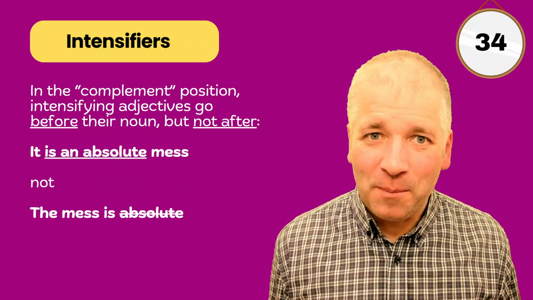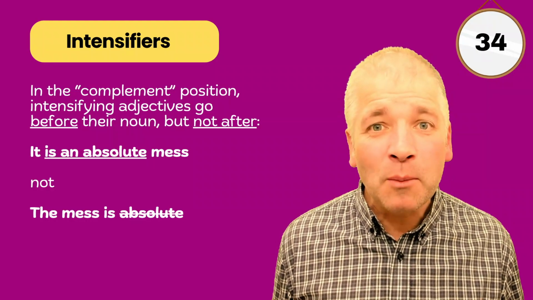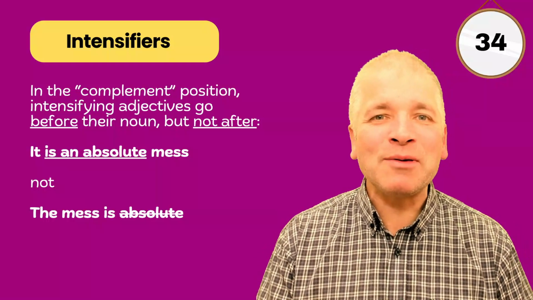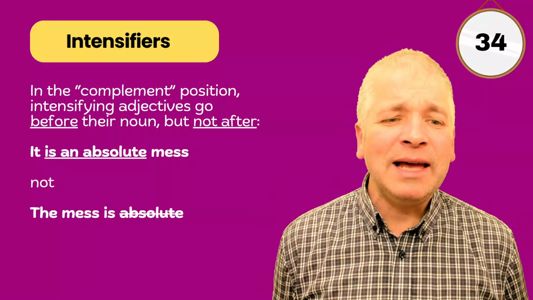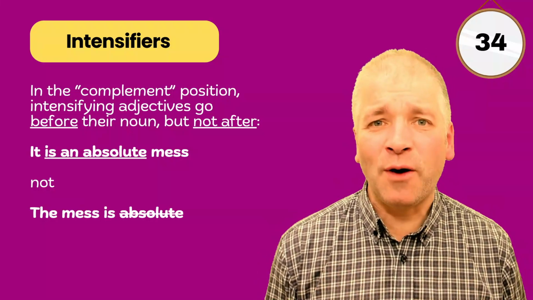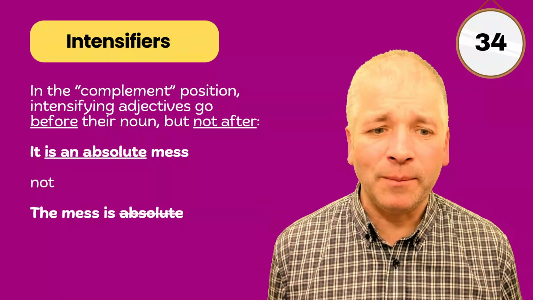When adjectives are intensifiers, we have to be careful about where we put them. Look at the two examples. It is an absolute mess. Have you ever been somewhere where you feel it's an absolute mess? You go into someone's house and everything's in the wrong place. It is an absolute mess. Here, absolute is an intensifying adjective for mess. It makes the mess seem greater.